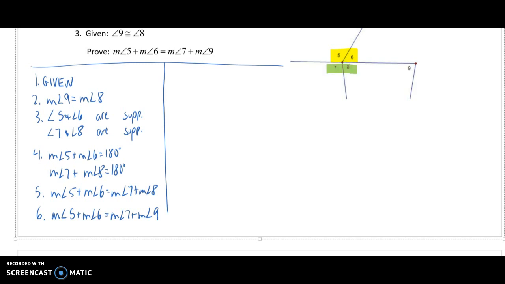Also, we can say that 7 and 8 are supplements because they form a linear pair. Linear pair means supplements. Supplements gets us to 180 degrees. So number 4, we're going to say that's definition of supplements. I'm taking this statement about 5 and 6 and turning it into an equation. So 5 plus 6 equals 180, 7 plus 8 equals 180, which allows us in step number 5 then to say that the sum of 5 plus 6 equals the sum of 7 plus 8. That would be a transitive.